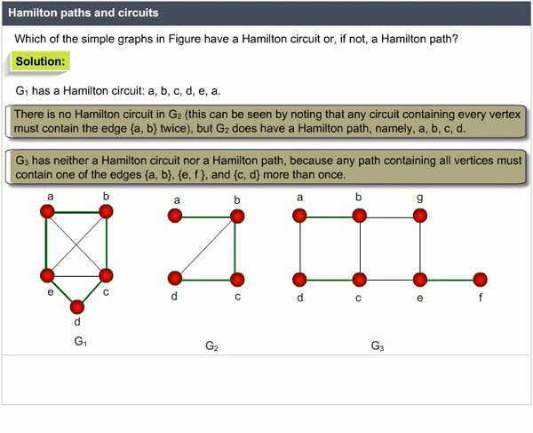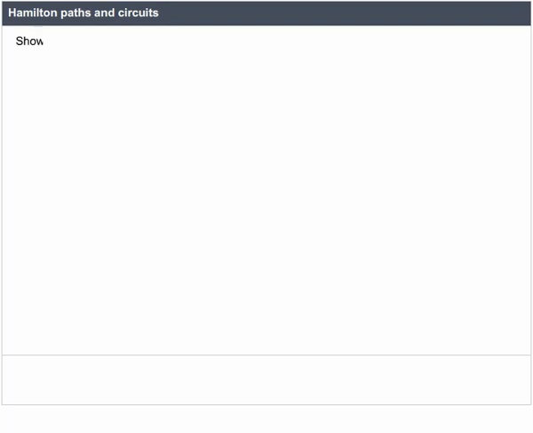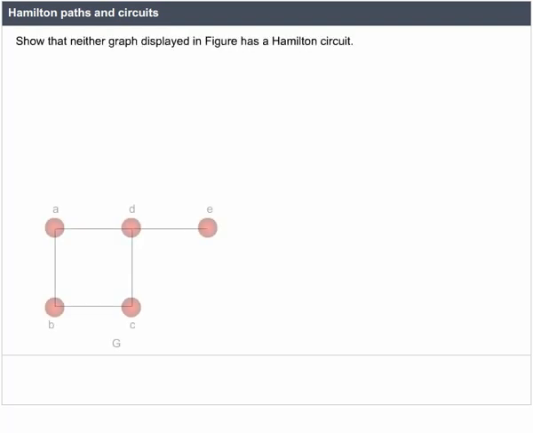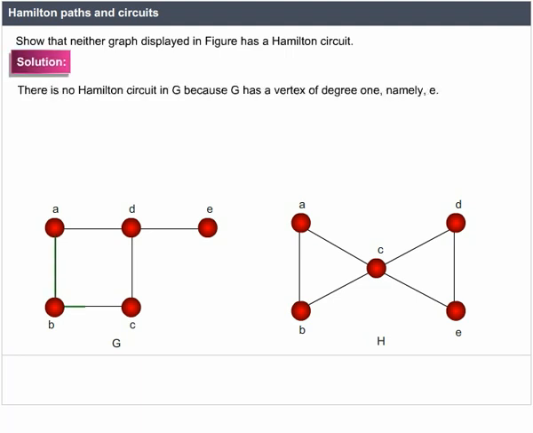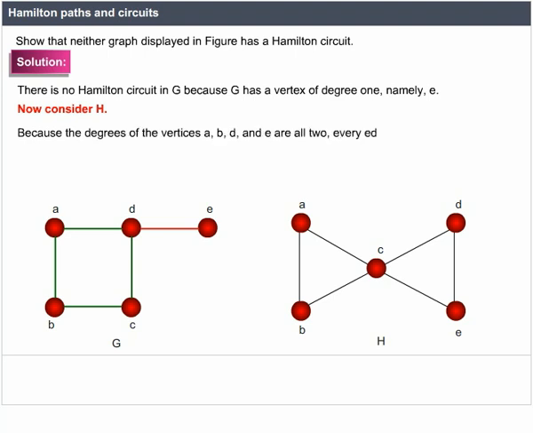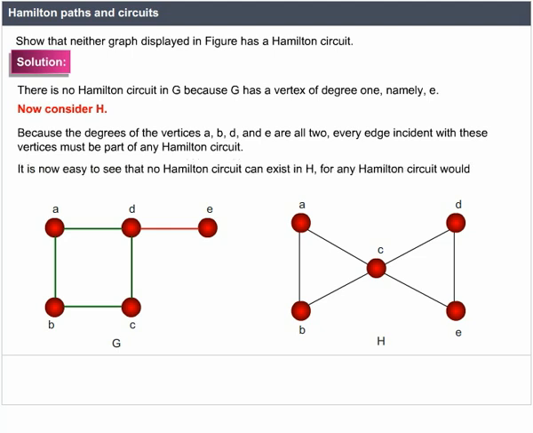Show that neither graph displayed in the figure has a Hamilton circuit. Solution: there is no Hamilton circuit in G because G has a vertex of degree 1, namely E. Now consider H. Because the degrees of the vertices A, B, D and E are all 2, every edge incident with these vertices must be part of any Hamilton circuit. It is now easy to see that no Hamilton circuit can exist in H, for any Hamilton circuit would have to contain 4 edges incident with C, which is impossible.